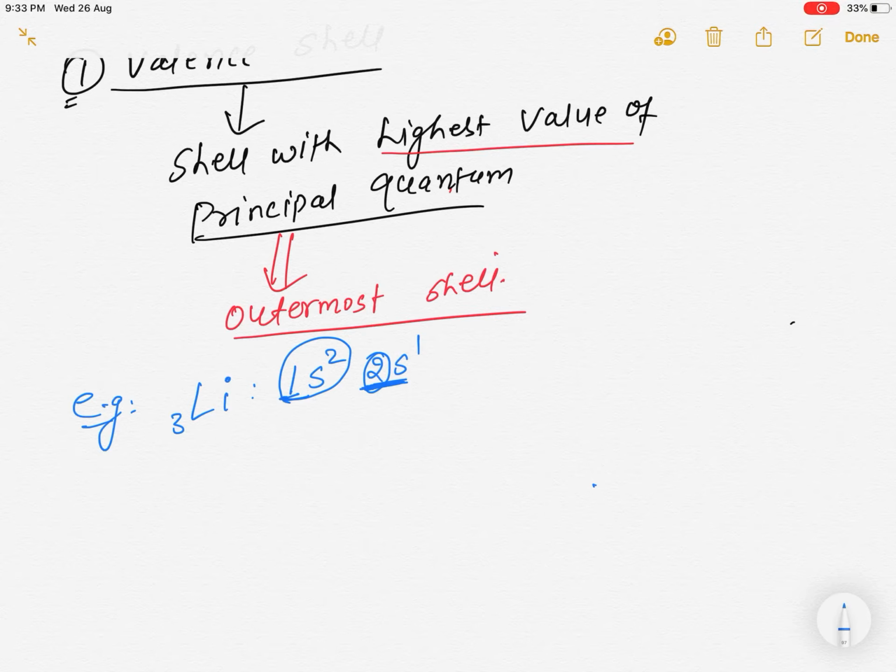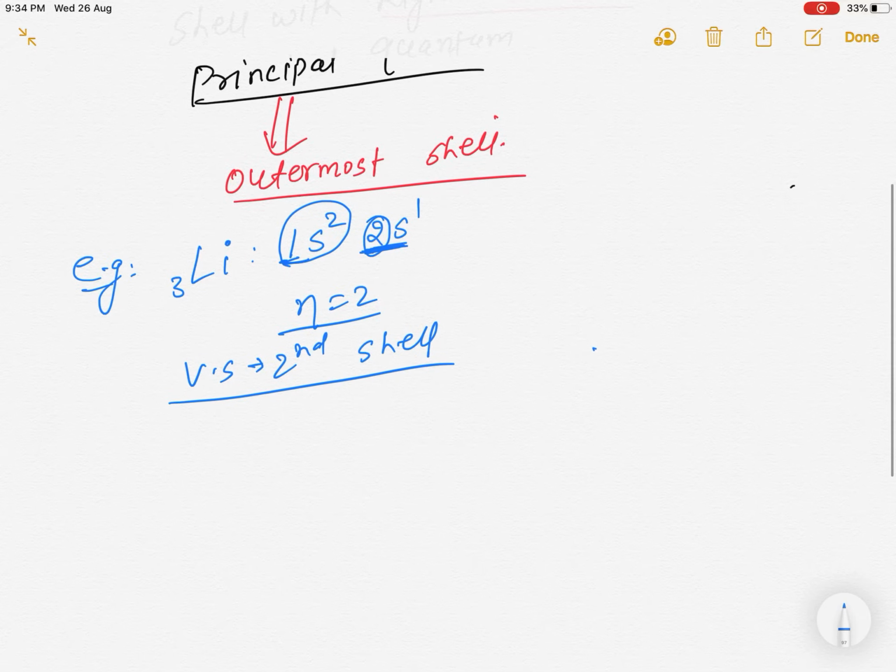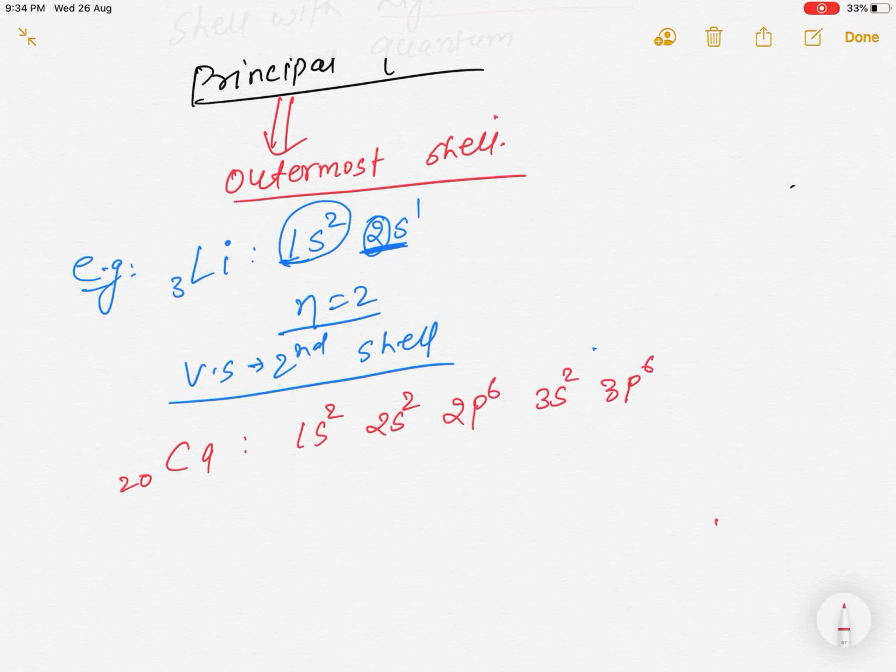What is the highest value of principal quantum number over here? Yes, 2 is the highest value of principal quantum number for lithium. That is why the second shell is the valence shell for lithium. VS is valence shell. Similarly, let's write for calcium, atomic number 20. If you write the configuration, you are going to have 1s2, 2s2, 2p6, 3s2, 3p6 and 4s2.